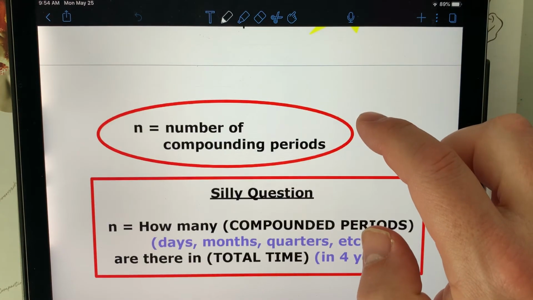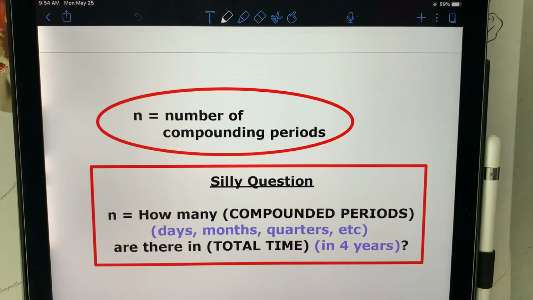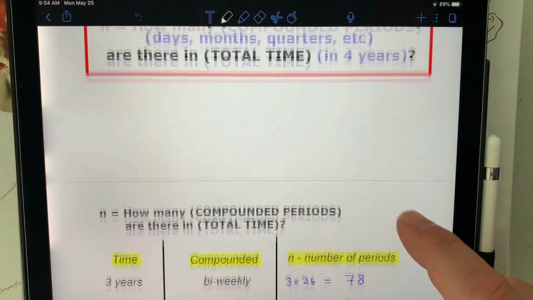All right, so here's the silly question I talked about before. How do you determine n, the number of periods? Just ask yourself this: how many compounded periods are there in total time? So for example, how many months are there in 4 years? Oh, there are 48 months in 4 years. Okay, n is 48. Sometimes it's silly, because you say, okay, how many years are there in 4 years? Well, that's 4, just like in the previous example. So sometimes it's pretty silly, but many times it will get you out of trouble.